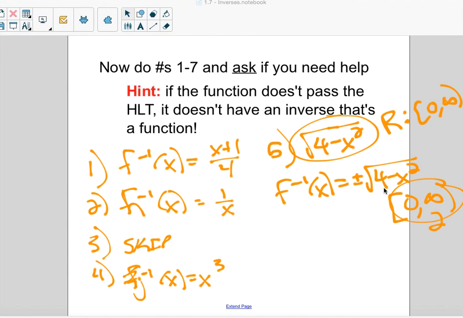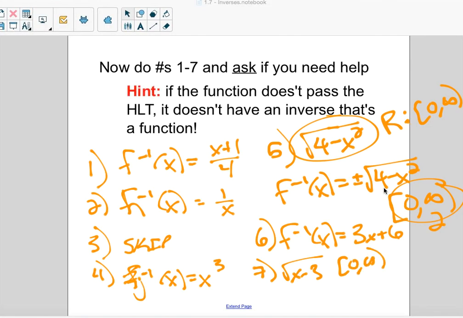Number 6, if you did number 6, it's f inverse of x equals 3x plus 6, which is another line. Keep in mind all of these shapes match. And then number 7, it's interesting. So it's another one of these ones with the domain and ranges, because the original is a square root. So the range of that one is 0 to infinity.